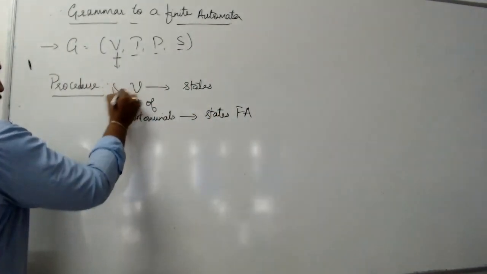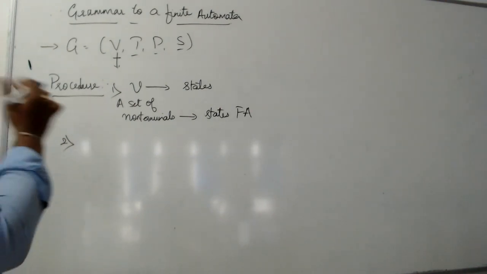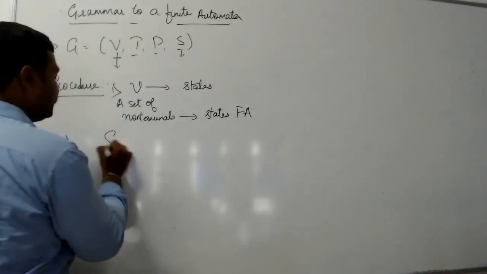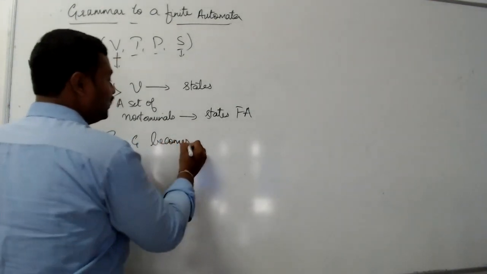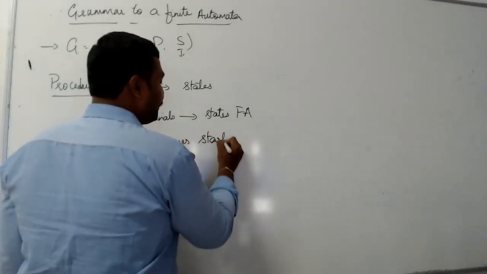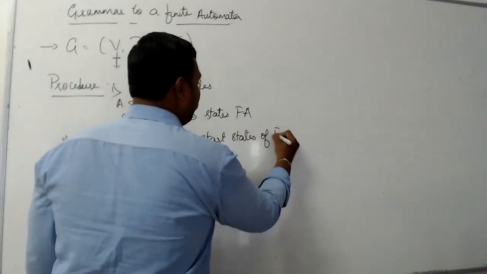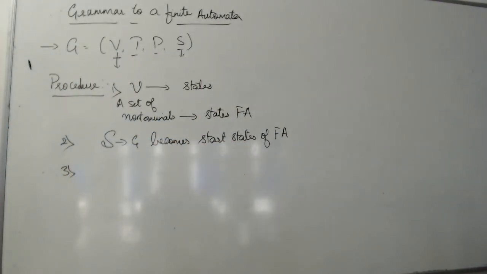That's the first step. And the second step: the start symbol S of a grammar G will be the start state of the FSM. So S represents the starting state in a grammar, right? So S in your G becomes the start state of the finite automata. This is the second procedure.